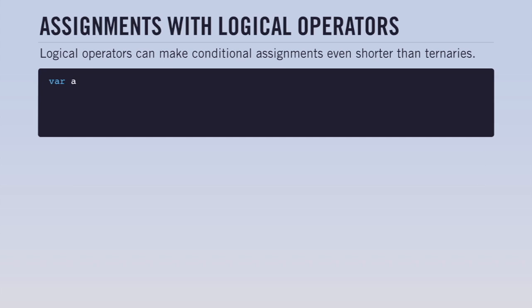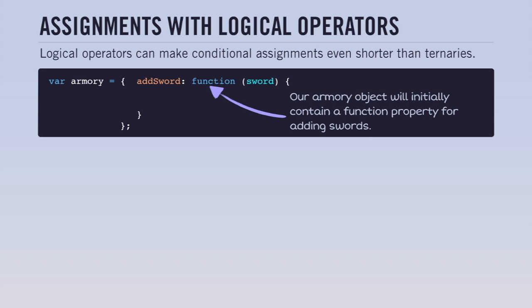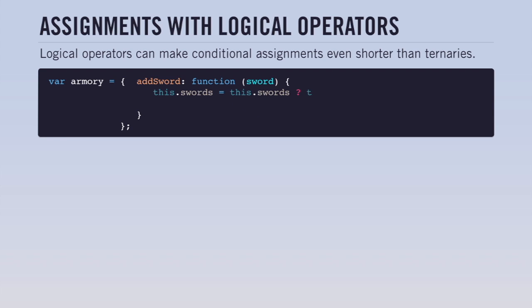All right, I'm going to establish an armory variable here, and we're going to add a property called addSword. That addSword property is going to be a function, and it will take in a sword parameter, obviously. Now take a look at this first cool line of the addSword function. What is this doing? It's kind of spooky. I see this.swords 3 times.